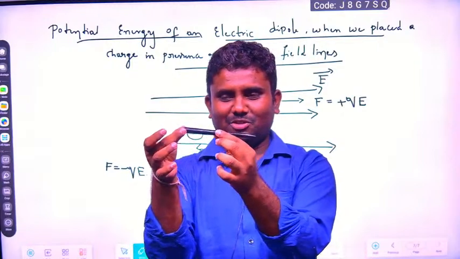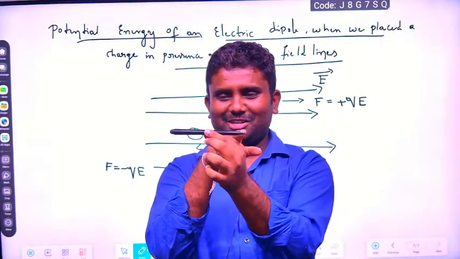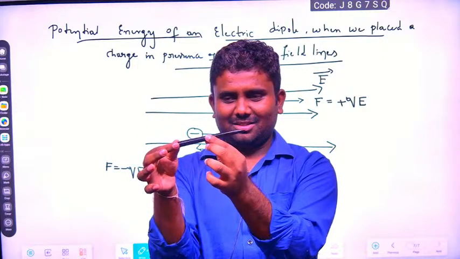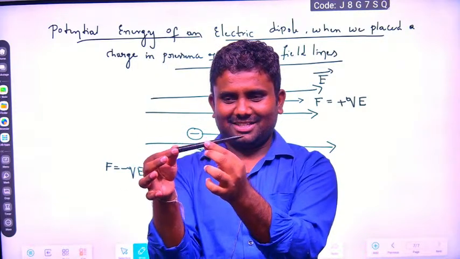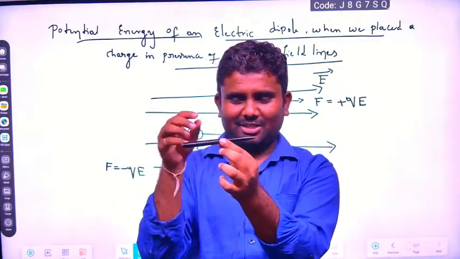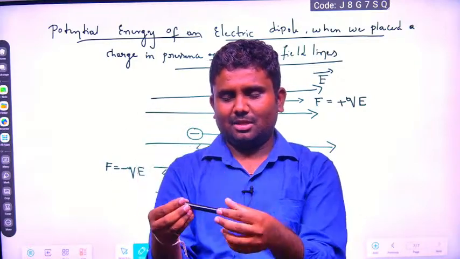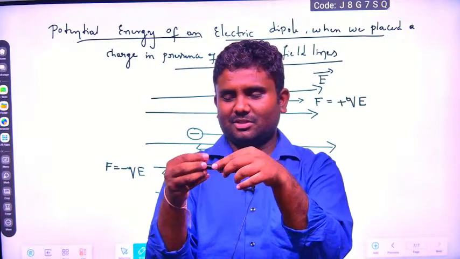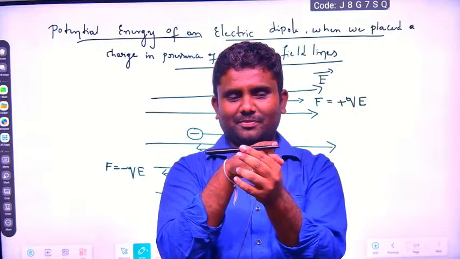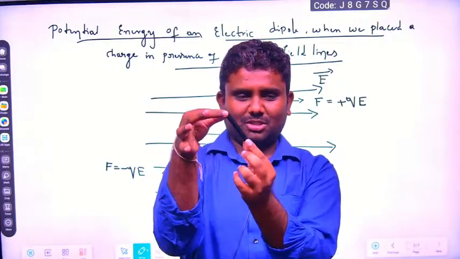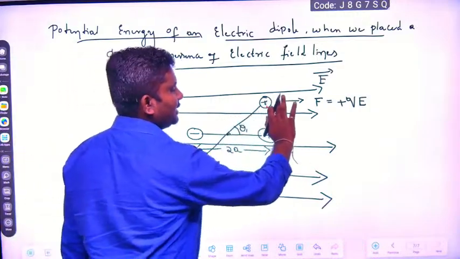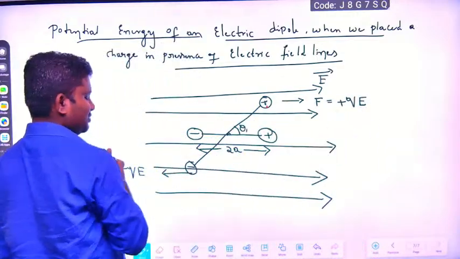The positive charge will try to move this side, and the negative charge will try to move this side. So it will go like this, and this will go like this. Sorry, the electric field is like this. This will move in this direction, and this will move in this direction. That's why whenever it experiences force this side, it experiences force that side.